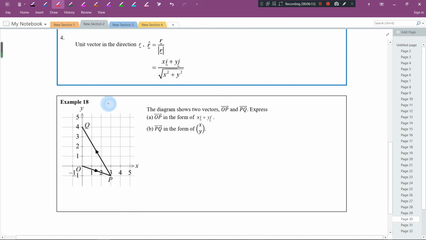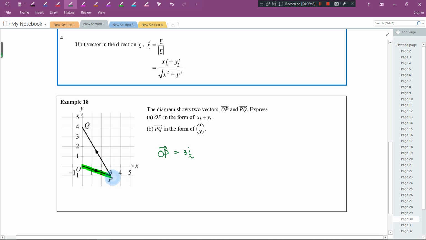Okay, let's look at this example, example 18. The diagram shows two vectors. We have O to P, and P to Q. Express OP in the form of xi plus yj. Okay, now let's focus on OP first. So how many units go to your right? 1, 2, 3, right? 3 units go to your right. So OP, it will be 3i.